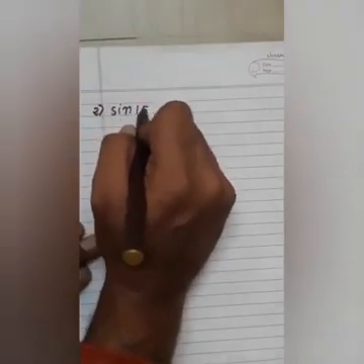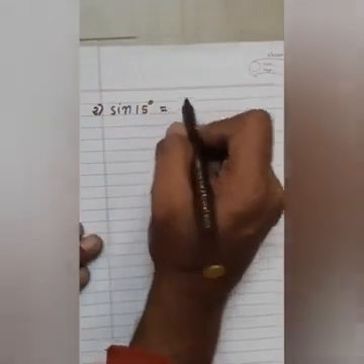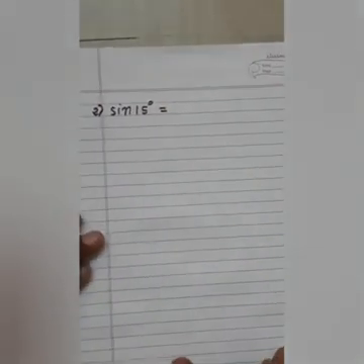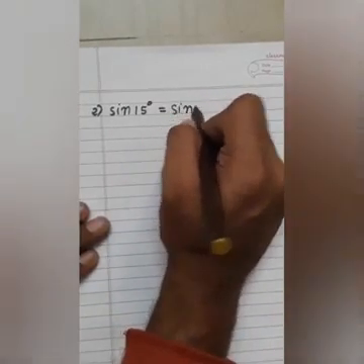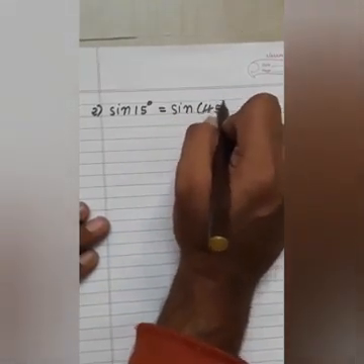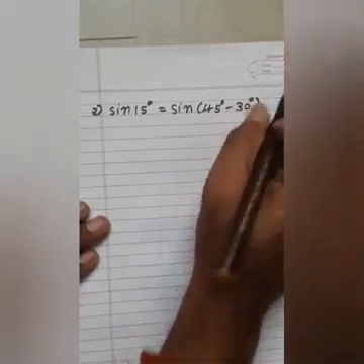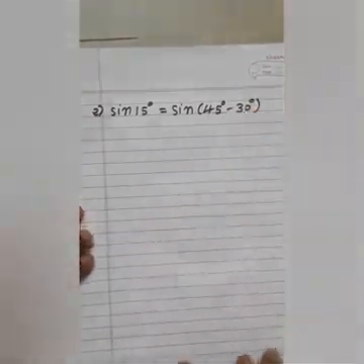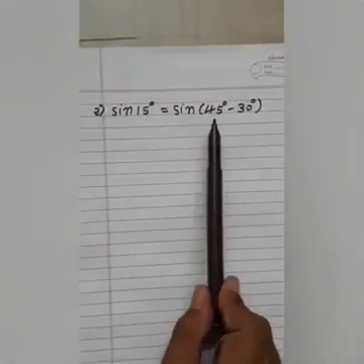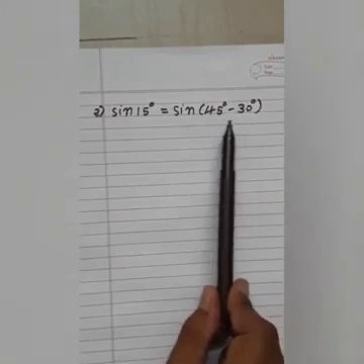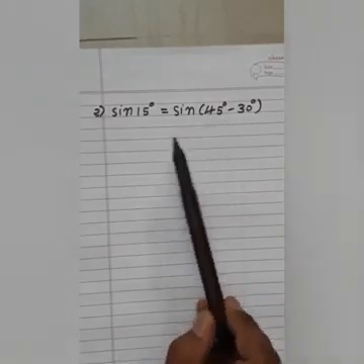Sine 15 degree. Again, 15 degree we can write as 45 minus 30 degree. So sine 15 is equal to sine of 45 degree minus 30 degree, right? 45 minus 30 means 15 degree, and both these values, 45 and 30 degree, are present in the trigonometry table.